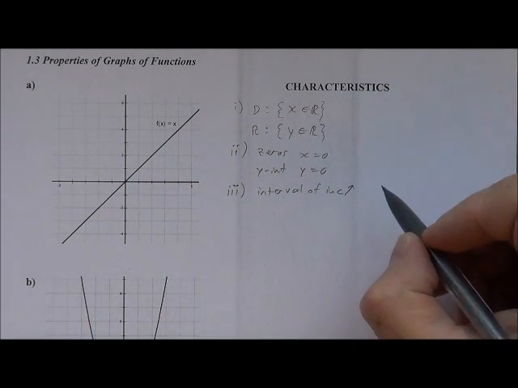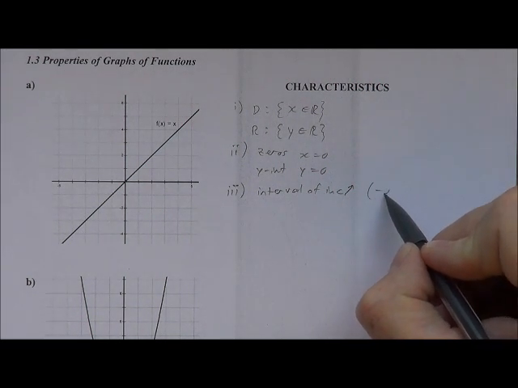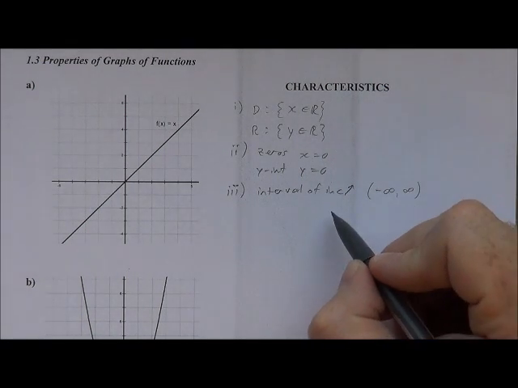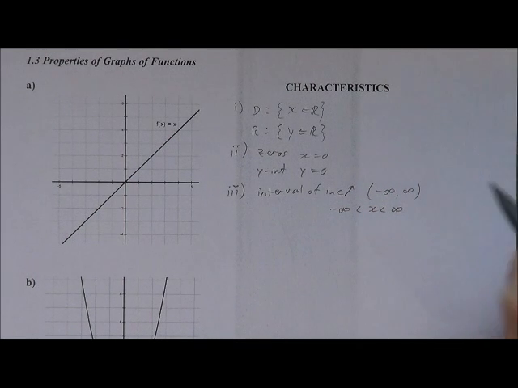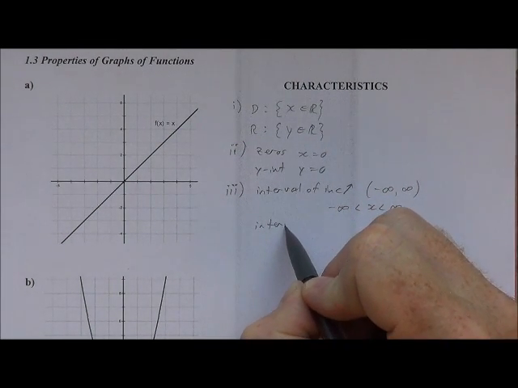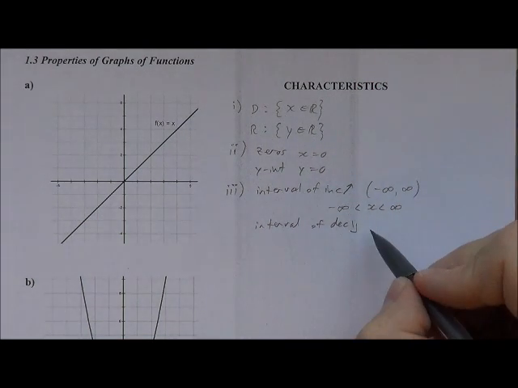Interval of increase is, and I'll use this form, negative infinity to infinity. Or you could also write negative infinity less than x less than infinity. And interval of decrease, and there is none.